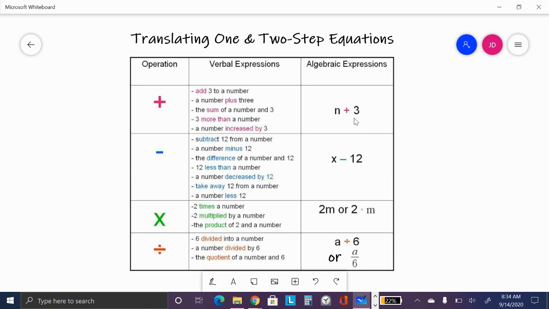So this right here can be written as add 3 to a number, a number plus 3, the sum of a number and 3, and so on and so forth. So what I would like you to do is pause this video and draw this diagram and create it on your piece of paper right now. Take a minute and pause this and write all the verbal expressions, all the key words that associate with these algebraic expressions. And then once you're done writing that, we're going to bring it back together and translate a couple of sentences into equations. All right, so hit the pause right now.